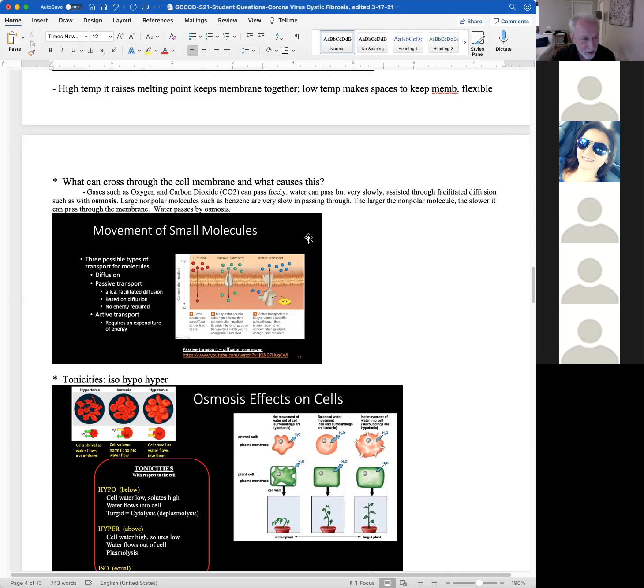So any question about that? I quoted something here. Gases such as oxygen and carbon dioxide can pass freely through the membrane. Water can pass, but very slowly because the inside of the membrane is polar. But it's assisted by the process of osmosis. And as you remember, osmosis is the movement of water through a semi-permeable membrane.